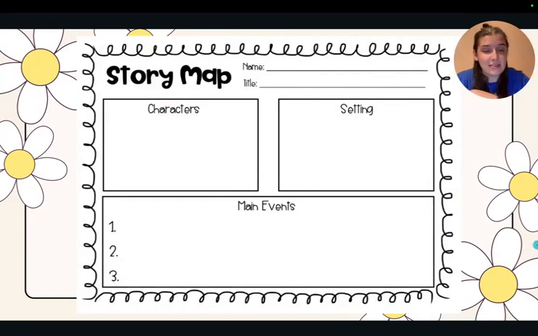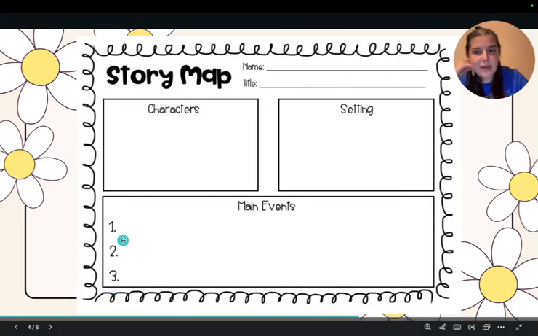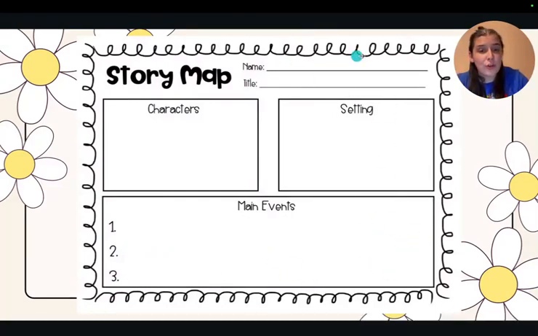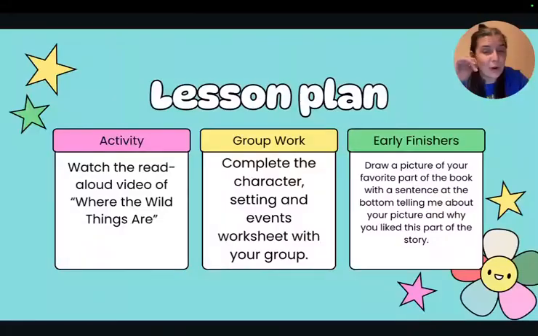It looks like this. So you can see right here, it's got a spot to draw the characters, a spot to draw the setting. And then down here, I know that the numbers are on the side. You can either write a sentence or you can draw pictures right here about the main events in the story. Of course, you can't forget your name and the title of the book, which all of these will be available to you for spelling on the board.